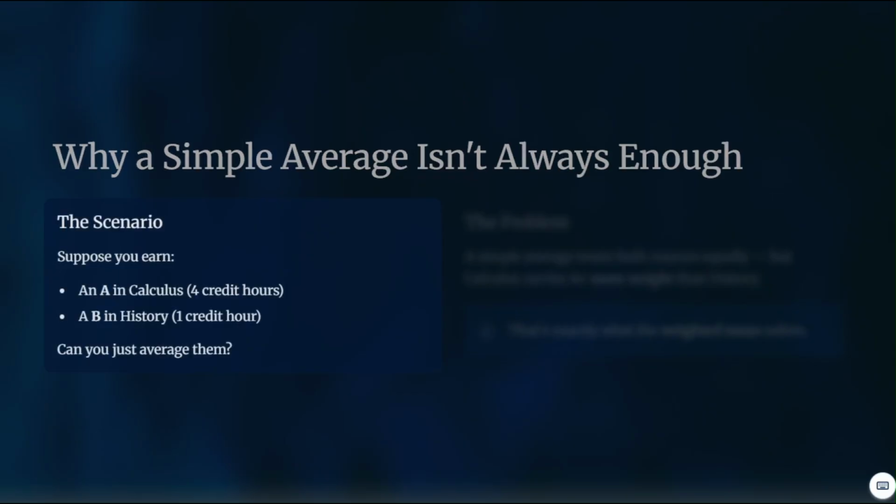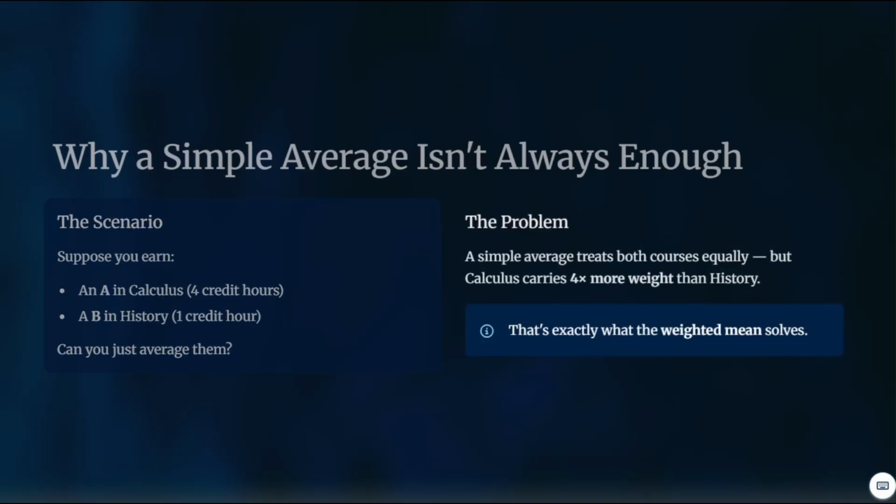Suppose you earn an A in calculus, which is worth 4 credit hours, and a B in history that only counts for 1 credit hour. Can you just average them? No, because a simple average treats both courses equally, but calculus carries 4 times more weight than history. When some values count more than others, you need a method that reflects that importance. That's exactly what the weighted mean solves.